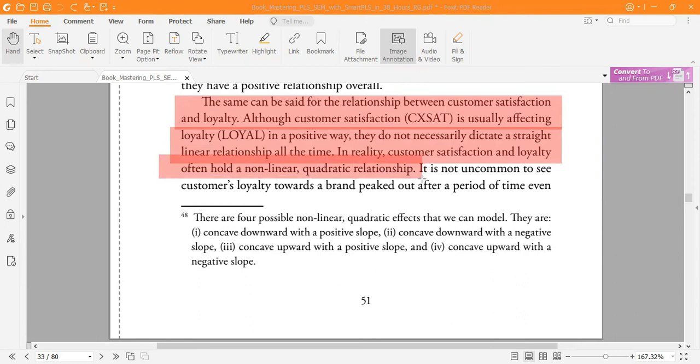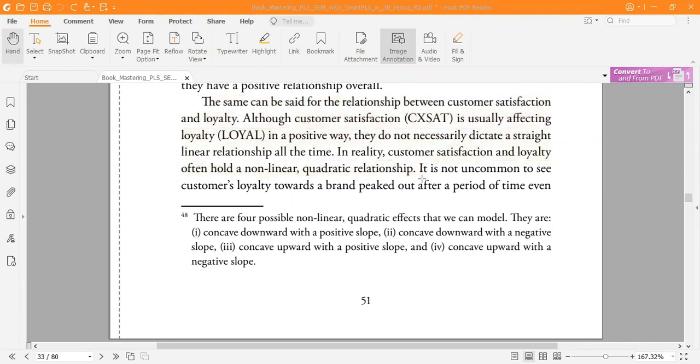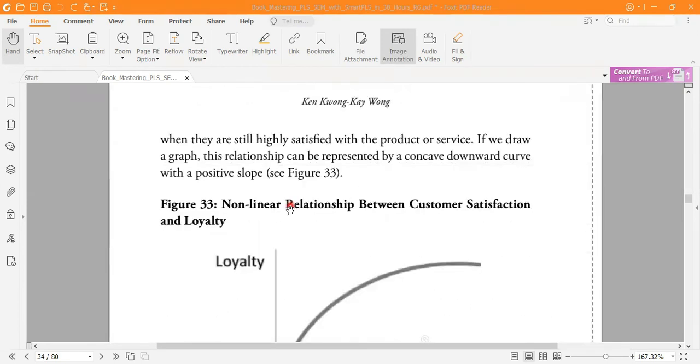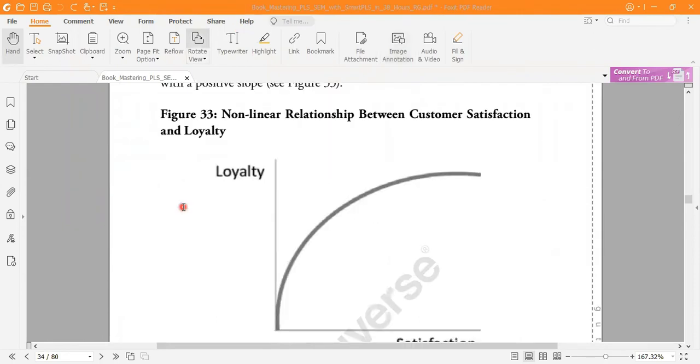Again, the quadratic relationship is one type of the several non-linear relationships. Here we're talking about the quadratic equation relationship, because in SmartPLS there is a tool through which you can analyze the quadratic relationship. It is also uncommon to see customer loyalty towards a brand peak out after a period of time. Okay, if we go down, here we're looking at one type of graph.